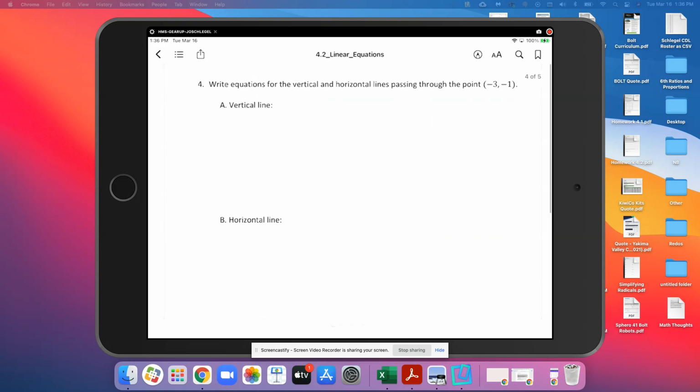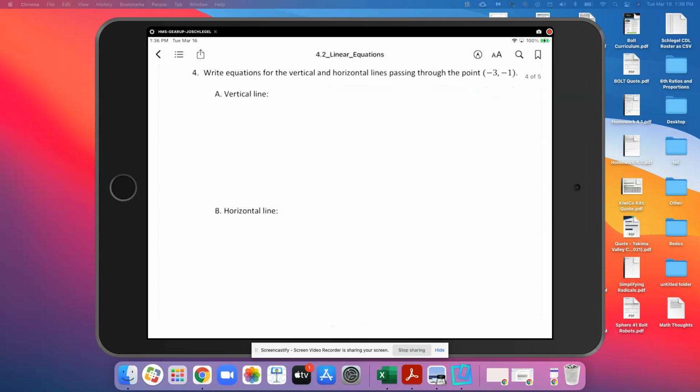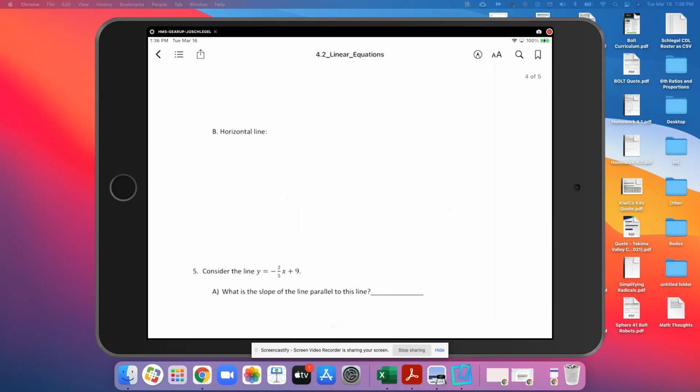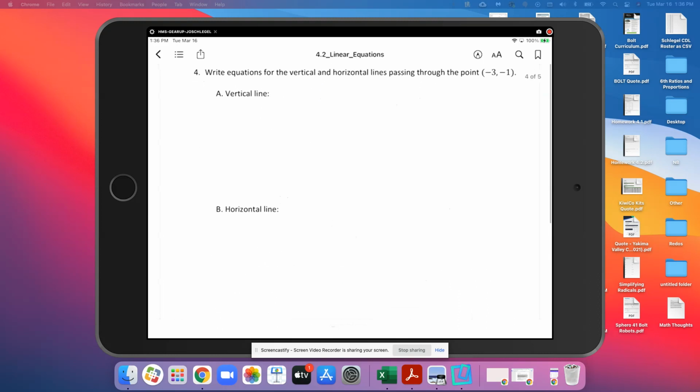Alrighty, we have another case here where we're asked to write an equation for a vertical and a horizontal line that pass through the point (-3, -1). So I'm going to sketch it really quick just to get an idea of what's going on here. (-3, -1) would be right there. And so I need the equation for a vertical line, and I need the equation for a horizontal line that passes through that point.